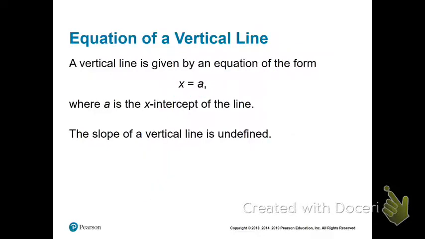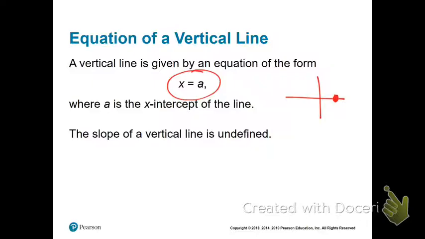Then we have the vertical line. So the vertical line is given by an equation of the form x = a, where a is the x-intercept of the line. The slope of the vertical line is undefined. Okay, x = a. When you graph the line x = a, you can go to where x equals whatever that number is.